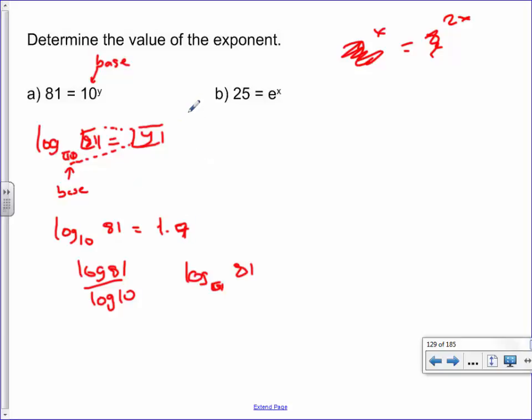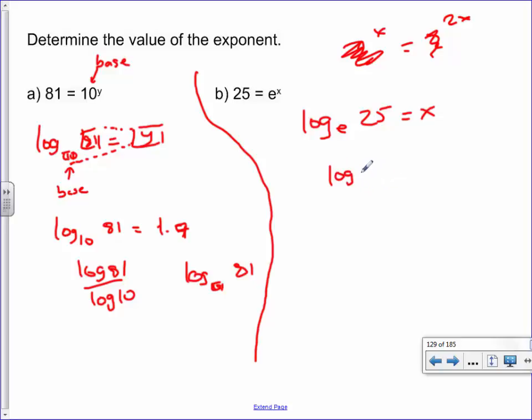Let's try another example. I need to rearrange this guy. The base of the log and the base of the exponent are the same. That's this little e down here. And then it's going to equal x, and it's going to be the log of 25. Well, if you can, you just then type in log of e divided by log of 25. That'll get you your answer.